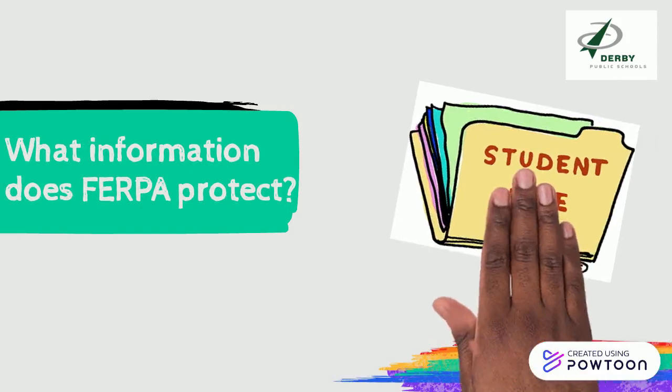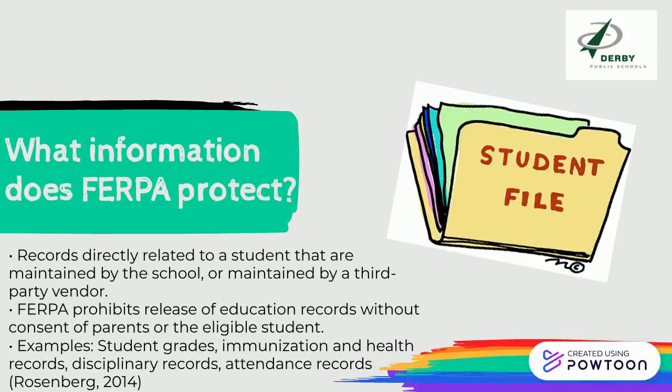The information that FERPA protects is any records that are directly related to a student. The records are maintained by a school or a third-party vendor. FERPA prohibits the release of any educational records without the consent of parents or the eligible students. Some examples of information that FERPA protects are student grades, immunization records, disciplinary records, and attendance records.